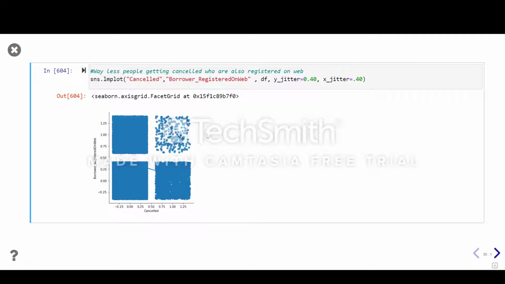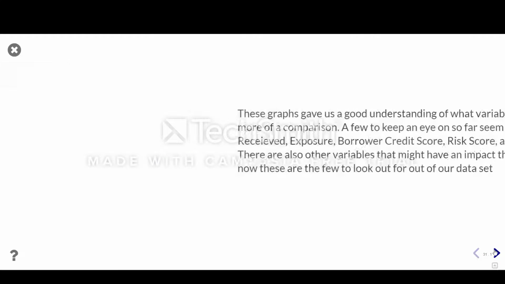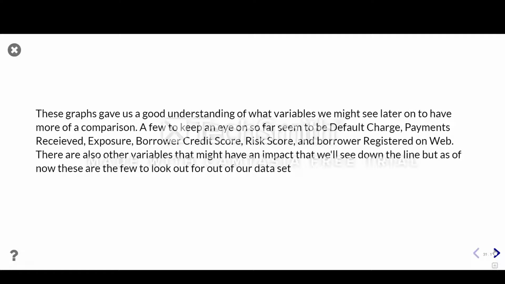And then this one was good, people that were registered on the web and canceling. There were fewer of those people than in the other data sets. And these gave us a good understanding of which variables we should look out for, those being default charge, payments received, exposure, borrower credit score, risk score, and borrower registered on web.